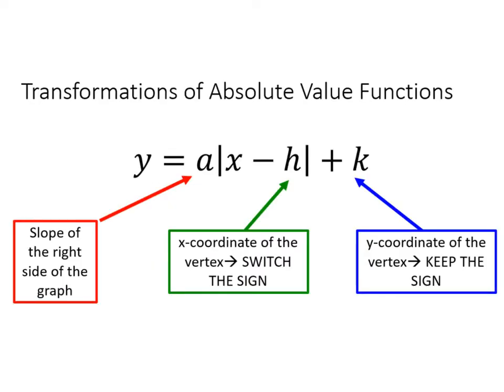Now, the general formula we're going to use for graphing our absolute value functions is y equals a absolute value of x minus h plus k. The a stands for the slope of the right side of the graph. The h represents the x coordinate, and remember to switch the sign since it's at minus. And then lastly, the k represents the y coordinate, and remember you're going to keep the sign the same. This relationship is based on this general formula. So if it's the h, you switch the sign, k, keep the sign.